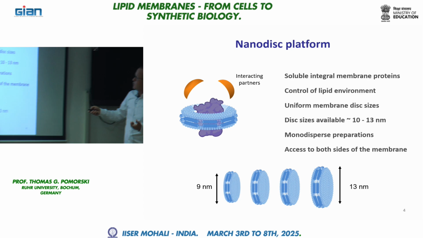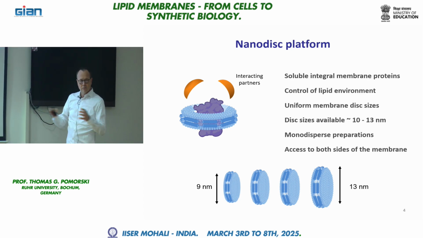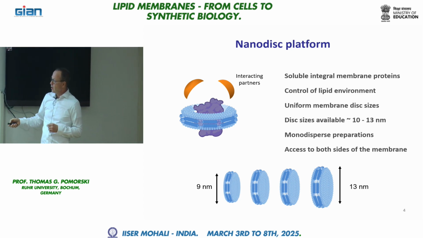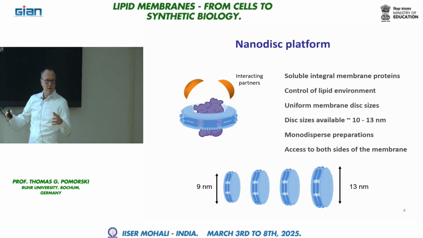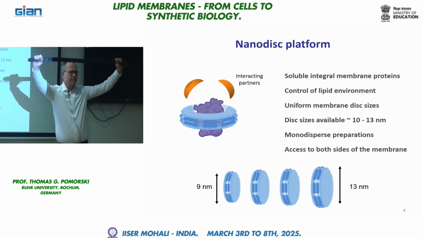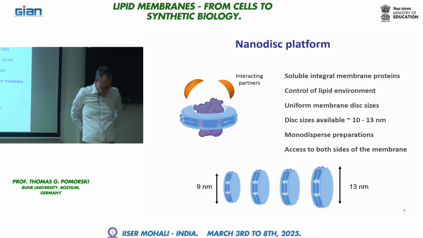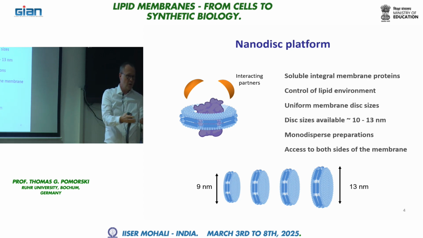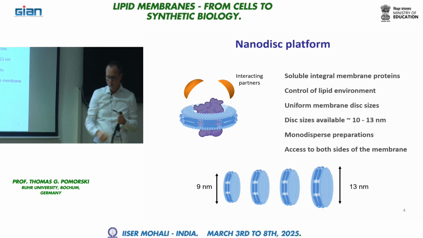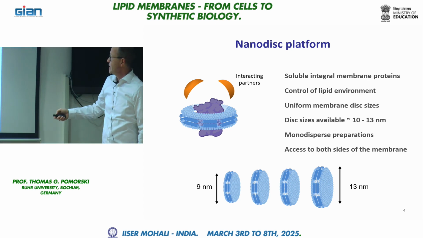Okay, so now what we can do with this system, there are different disc sizes available. It's not dramatic, but still you can make small discs, 9 nanometer, up to 13, 14 nanometer, and that depends on the length of your belt protein. You cannot make it very, very long, because then the system becomes very unstable. But you can have a long one or a shorter one, and you can decide this for the protein or the membrane piece that you want to study, which type of belt protein you like to take to assemble them.